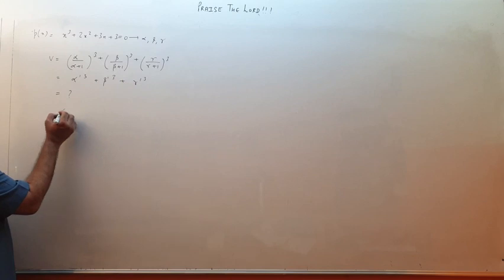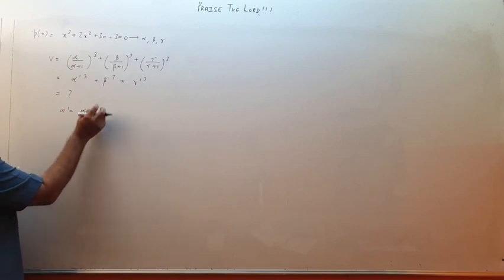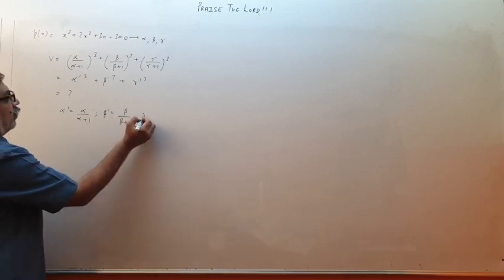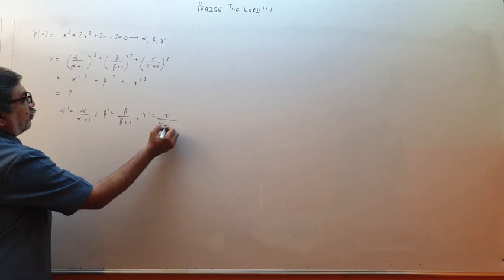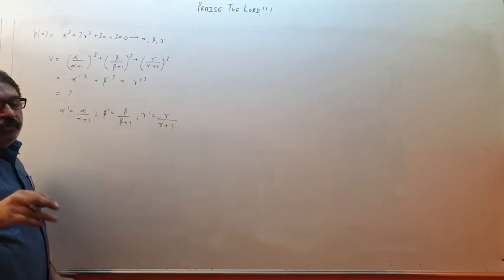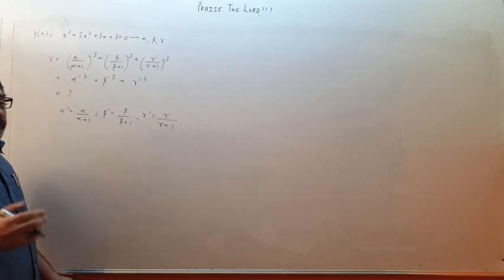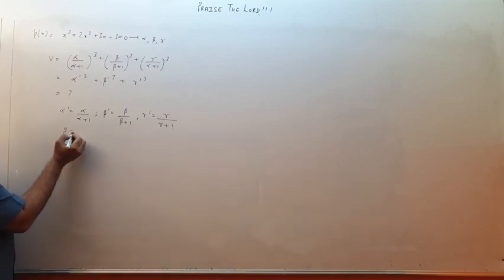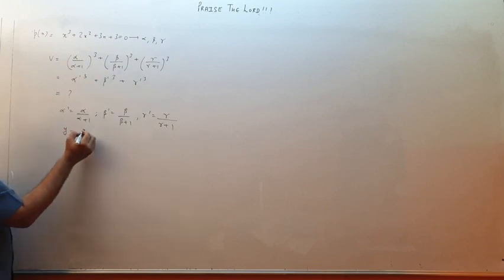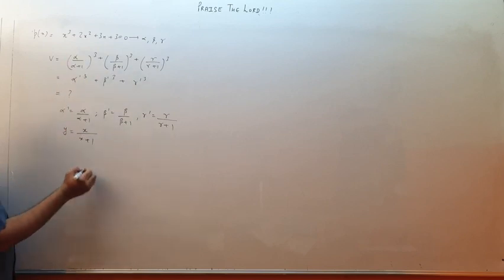So we can see that alpha dash appears like alpha upon alpha plus 1. Beta dash is appearing like beta upon beta plus 1. And gamma dash is appearing like gamma upon gamma plus 1. Therefore, alpha dash, beta dash, gamma dash are roots of a new equation whose variable is y. So alpha is a root of an equation whose variable is x. Instead of x, alpha, write x.